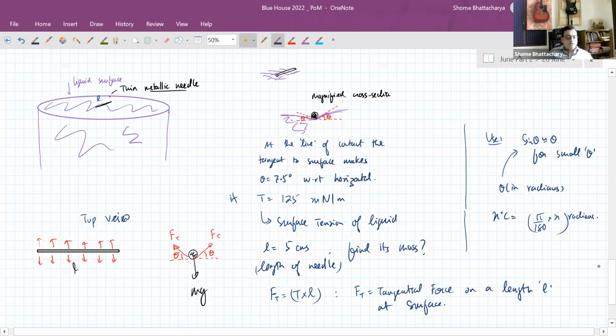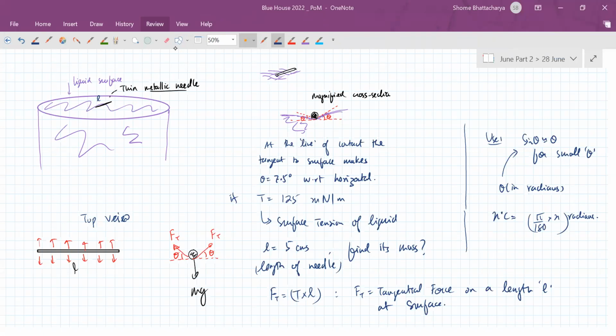Okay. So use this to calculate the mass of that 5 centimeter long needle in whatever unit is appropriate, grams or milligrams or whatever. You can take the value of G as 10. Take the value of acceleration due to gravity as 10.